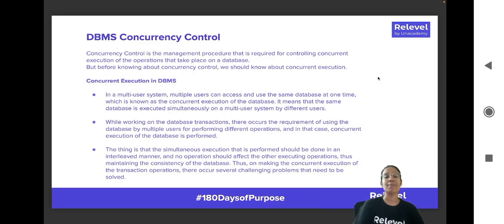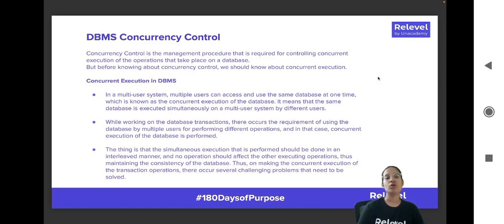Concurrency control is the management procedure that is required for controlling concurrent execution of the operations that take place on a database. Because let's admit it, if you have a very big database, there's not a chance that you are the only one accessing the database at a time, right? There will be multiple people accessing the database at any particular time. So that means there is concurrent access to the database, which can actually lead to a lot of problems as well. So you need to make sure that you have some management procedures put into place that control the concurrent execution of the operations.